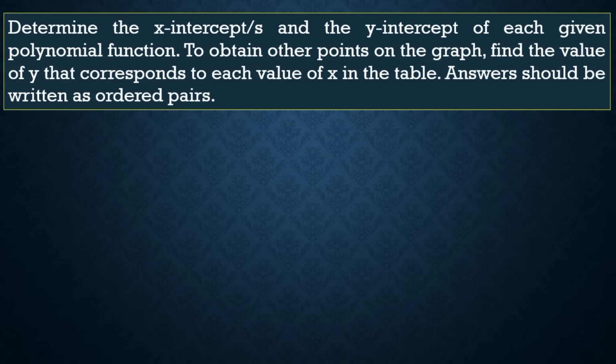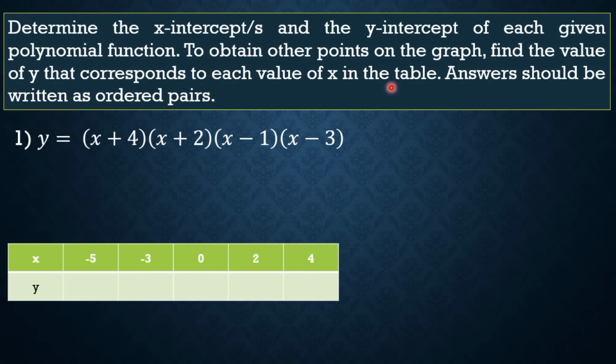So to obtain other points on the graph, find the value of y that corresponds to each value of x in the table. So for example, number 1, we have y is equal to x plus 4 times x plus 2 times x minus 1 times x minus 3. As you can see, class, naka-factored form na yung polynomial function natin. So, no need na i-factor natin.